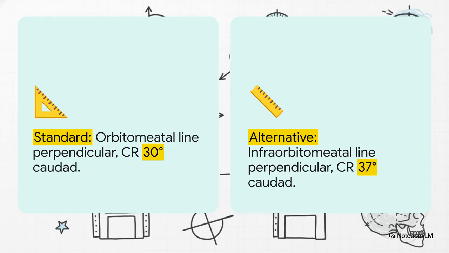Well, radiography has a brilliant workaround for this. If the orbital medial line is perpendicular, the central ray enters at a 30-degree caudad angle, meaning it's angled downward through the foramen magnum. But if the patient can't flex their neck, you simply ensure the infraorbital medial line is perpendicular instead and mathematically compensate by increasing the central ray angulation by 7 degrees. That brings it to a 37-degree caudad angle. It's just pure adaptable geometry.